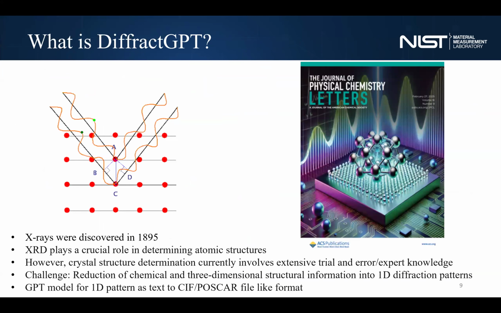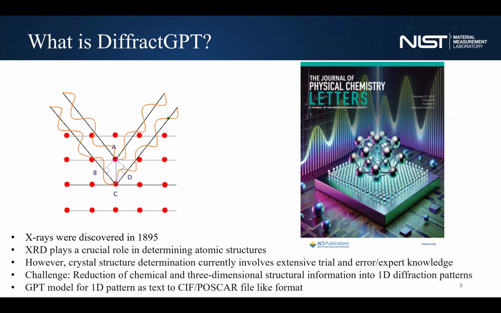Now the next idea is diffraction. X-rays were discovered in 1895, and since then they have been utilized in many instruments and experiments. X-rays play a crucial role in determining atomic structure. However, if you take a crystal structure and try to get the X-ray diffraction pattern in 1D, you lose a lot of chemical and three-dimensional structure information in the 1D pattern.